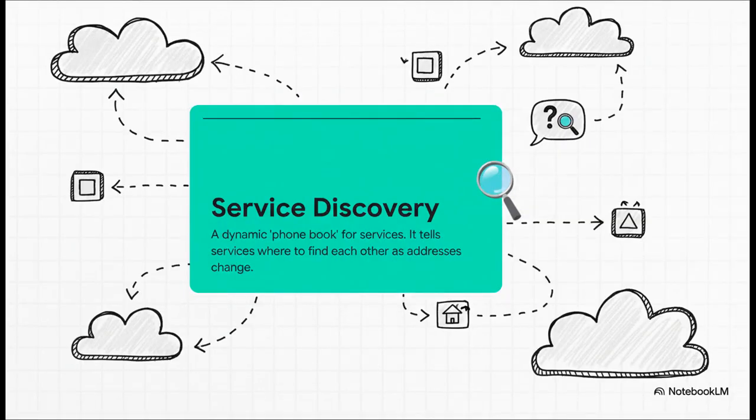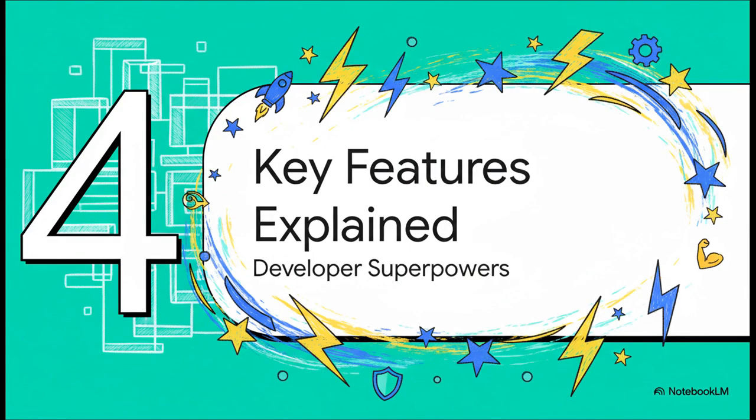Now, this is absolutely critical, especially in the cloud. See, services are constantly starting, stopping, scaling up, scaling down. Their network addresses, their IP addresses are always changing. So how does one service find another? Well, that's what service discovery does. It's like a dynamic, always up-to-date phone book for all your services. So instead of hard-coding an address, a service just asks, "Hey, where's the payment service right now?" And it gets the current live location. Super flexible.